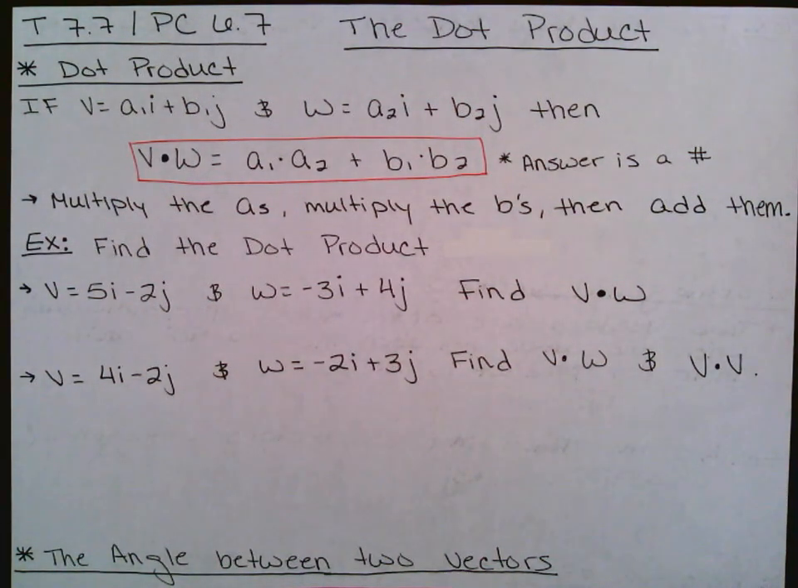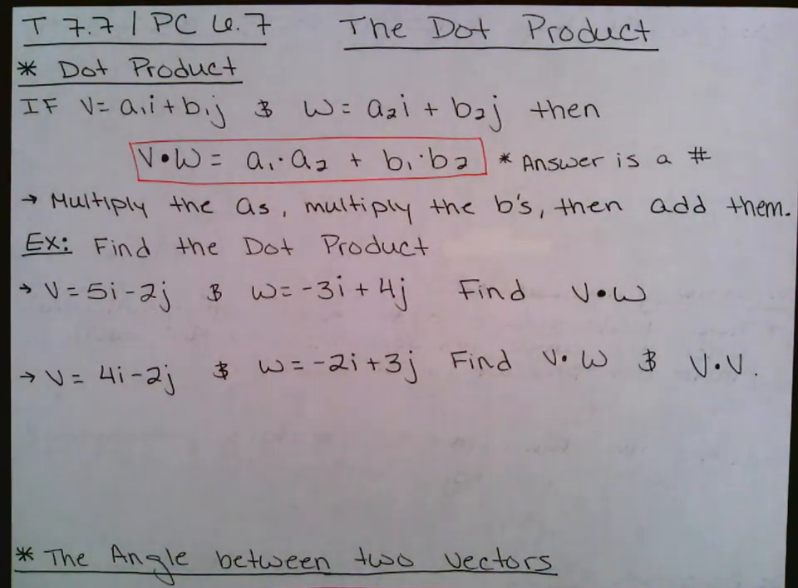Hey guys, if you are in trig, this is from 7.7 for trig. This is our last lesson of the year. And for pre-cal, this is from 6.7. This is called the dot product. Okay, we are still working with vectors though.